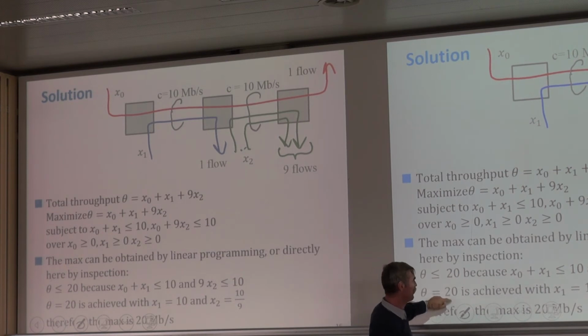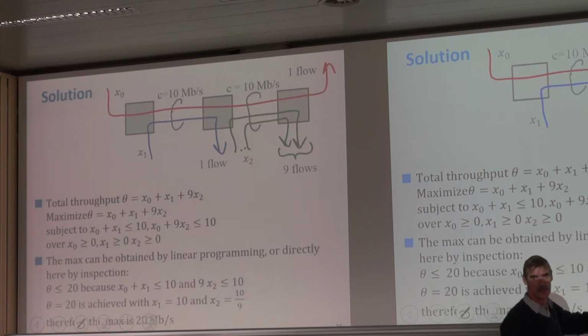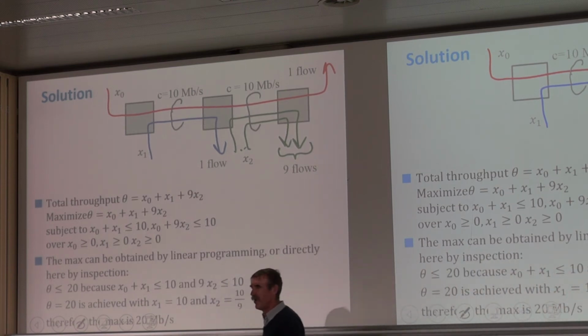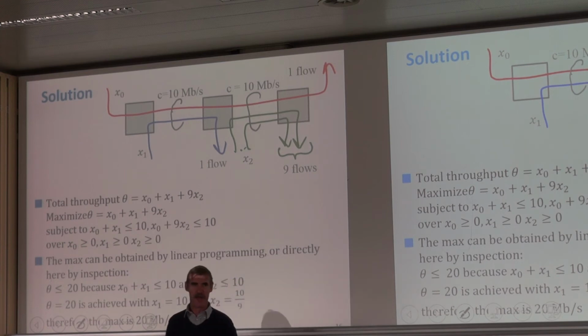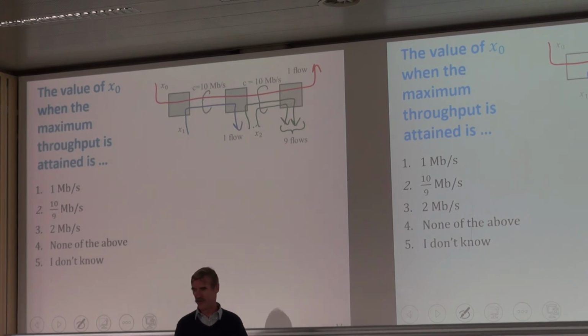Now 20 is feasible. If I do this, I give 10 to x1 and 10 over 9 to x2, I have a feasible solution. So I have a pedestrian proof that the max is 20. Okay. So we know we can solve those things. Now, let's hope we would be able to do it in a practical way with sources that are on the internet.